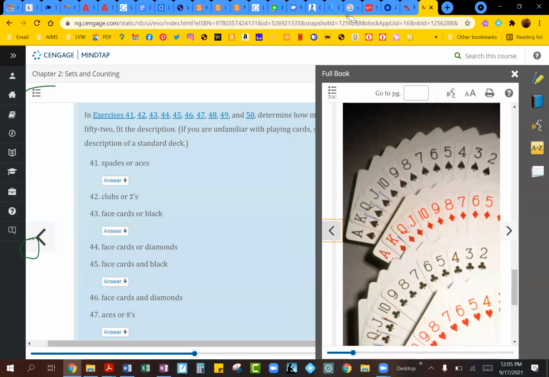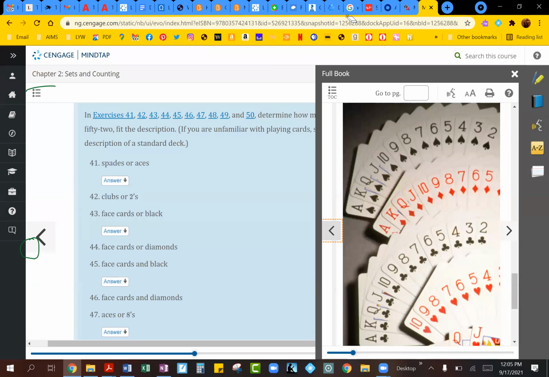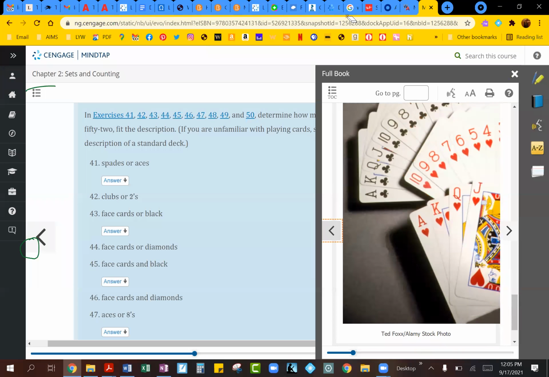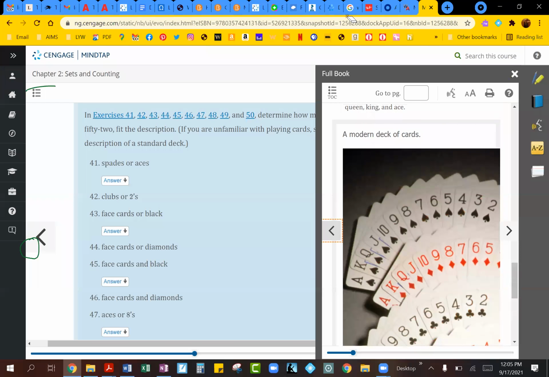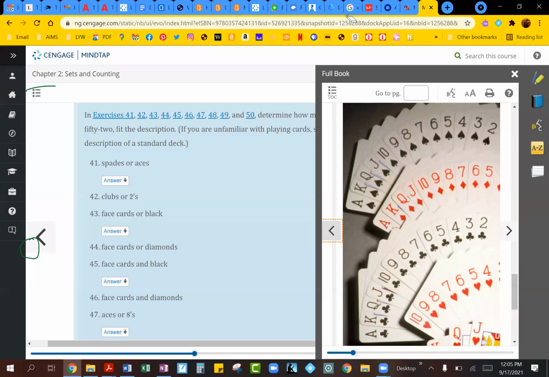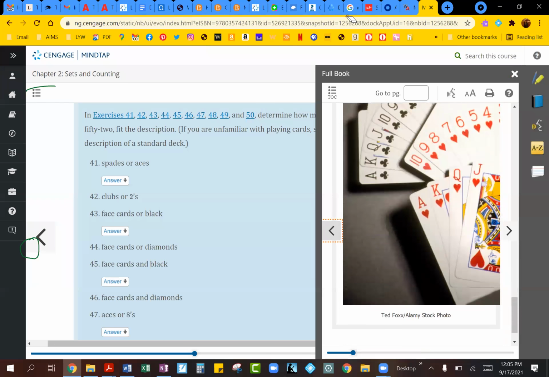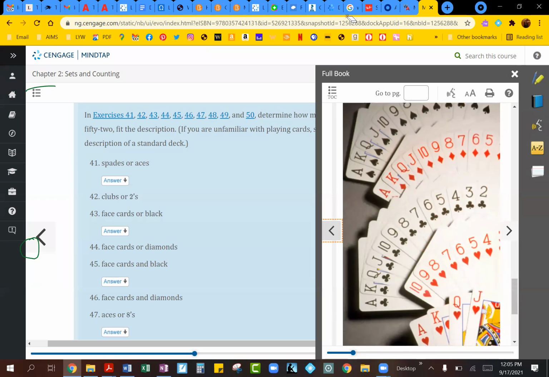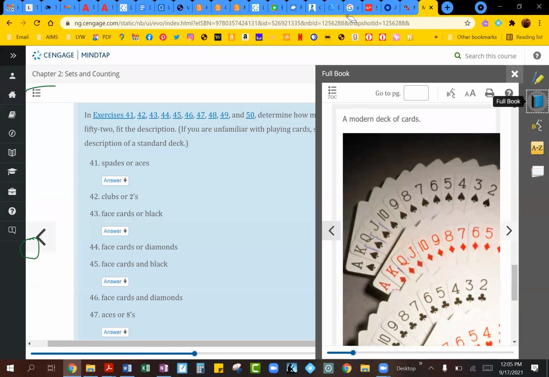So, of course, you're just going from higher cards, aces, all the way to 2 on the deck of cards. You've got your 4 suits, and each one of them has 13 cards in it. So when you multiply 13 times 4, you end up getting 52 as your total.